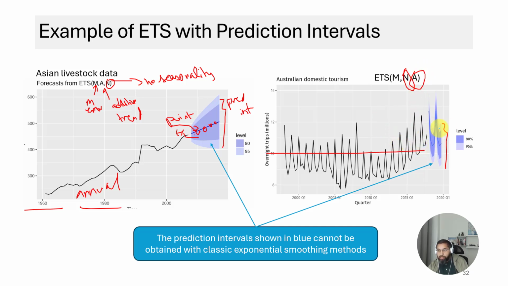And you can see the prediction. So the point estimates are the blue line here. This blue line, right? This line, that's the point estimate. And then these blue bands are the prediction intervals. So we got prediction interval and we get the point forecast from ETS methods. This is awesome. It does very well.